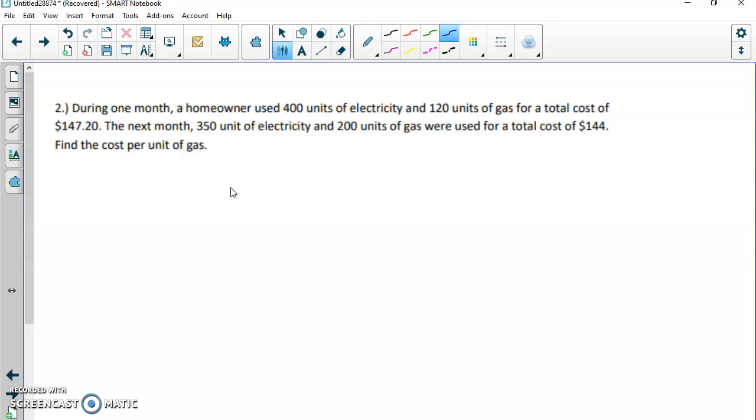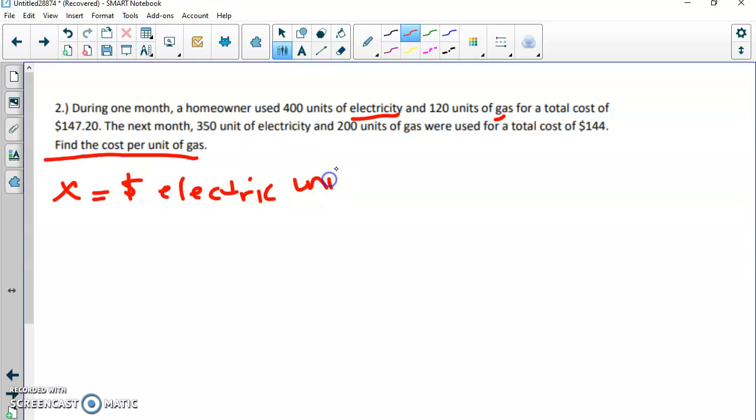During 1 month, a homeowner used 400 units of electricity and 120 units of gas. For this total, 147.20. The next month they used 350 units of electricity and 200 units of gas for 144. Find the cost per unit of gas. So this one they're only asking for one piece, but we do have electricity and gas. So I'm just going to use X and Y because G and E tend to look like numbers for me. So X is going to be cost of electric unit. And Y is going to be cost for gas unit.